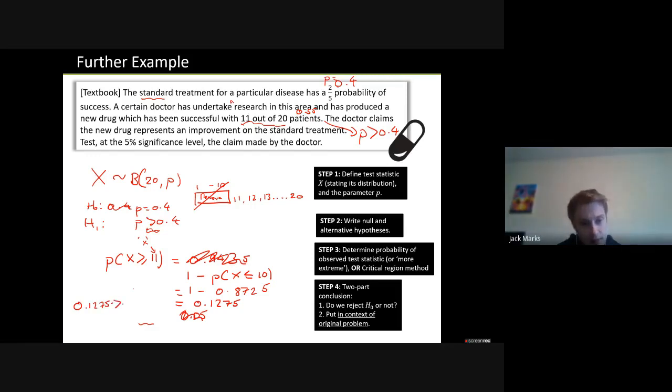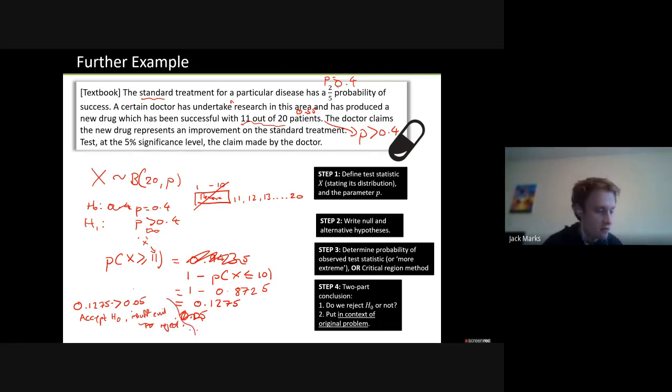This is significantly bigger than the 5%. So in these situations, we actually just say, well, we accept our null hypothesis, okay? And then what you would say is you'd say there's insufficient evidence to reject, okay?